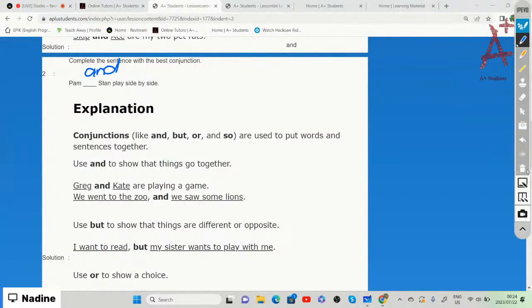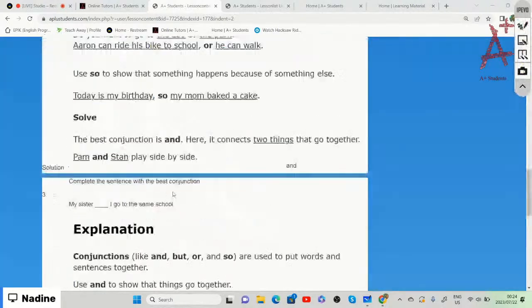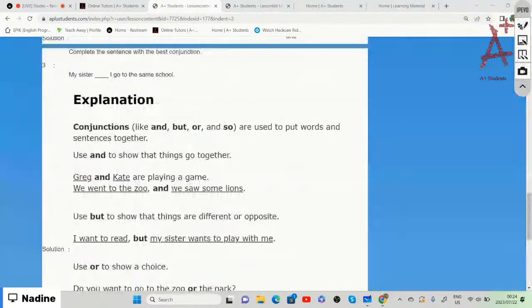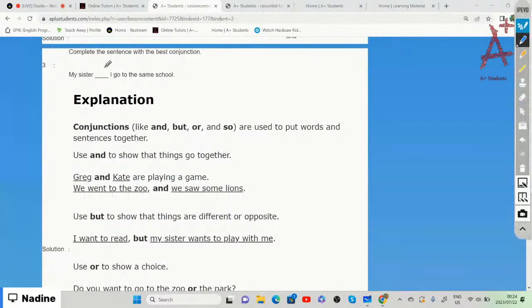All right, there's a last one. My sister go to the same school. So my sister, we can say my sister and I go to the same school. So my sister and I go to the same school, right? So we basically filled in the conjunctions, which is either and, but, or so. And is to put words and sentences and phrases together, right?